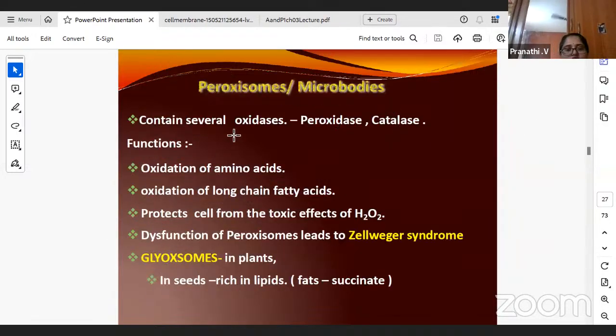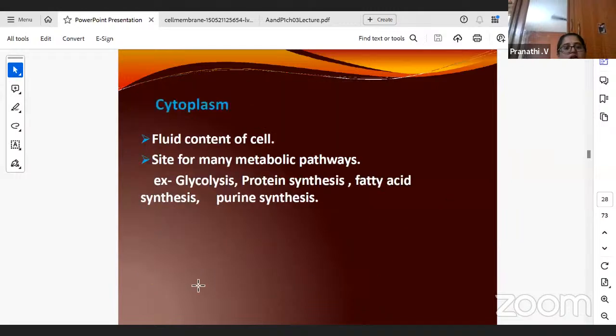Peroxisomes have the catalase function, and oxidation of amino acids, different kinds of lipids, and long chain fatty acids. Whenever hydrogen peroxide is present, all of it is taken care of by peroxisomes, or microbodies. If there is any deficiency or problem in the peroxisomes, then it is Zellweger syndrome. Glyoxysomes are also present in plants. They have different kinds of lipids in them.